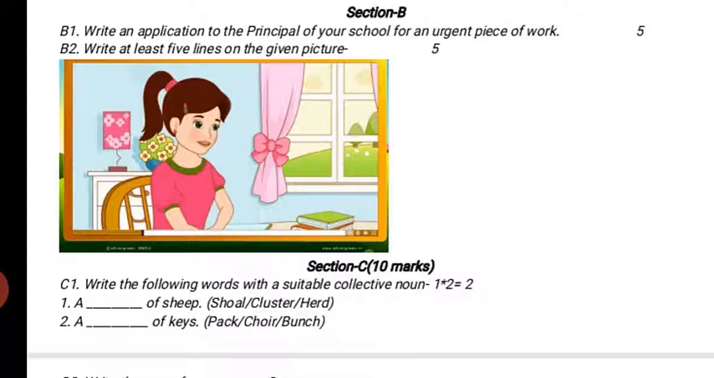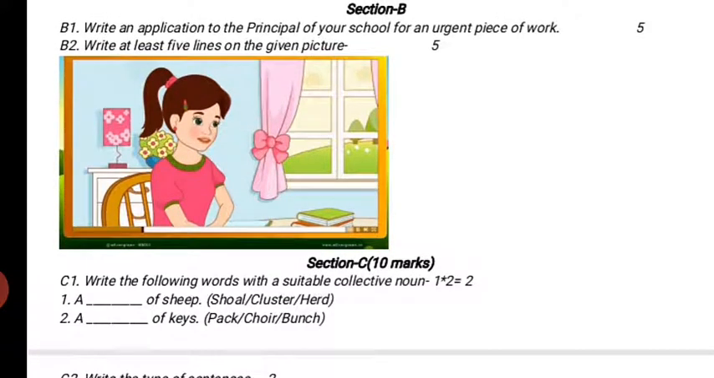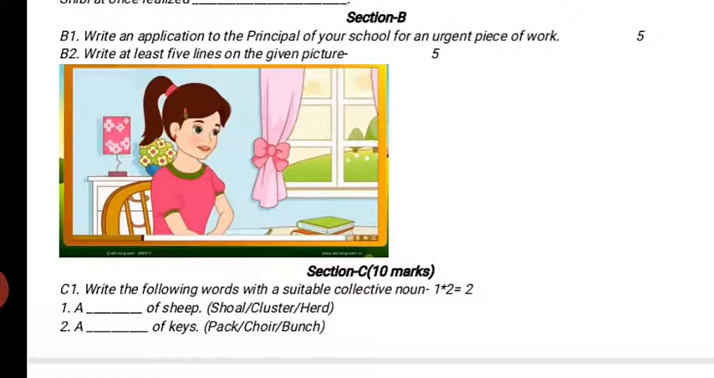The format is like, first you will mention the principal and school name, address, skip one line. After that you will skip one line and mention date, and then mention subject, then write salutation. After salutation mention the content, and then your subscription. So here write an application to the principal of your school for an urgent piece of work.